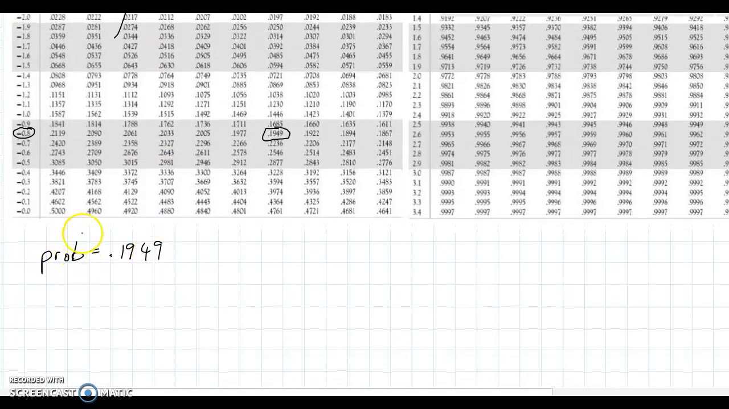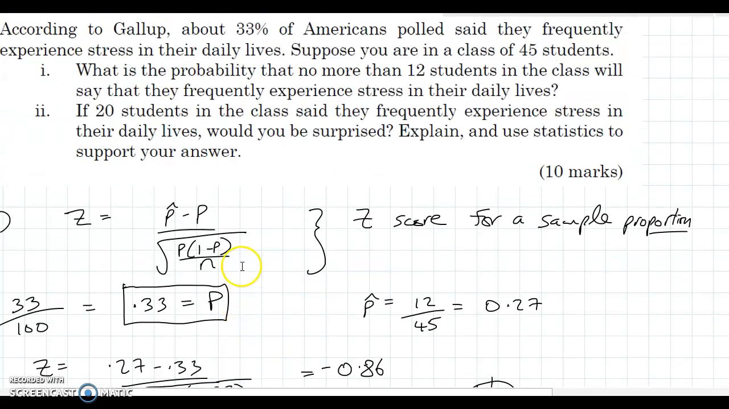Well, the probability equals 0.1949 to that statement there, part 1. Right? That's the answer as far as I can figure out.